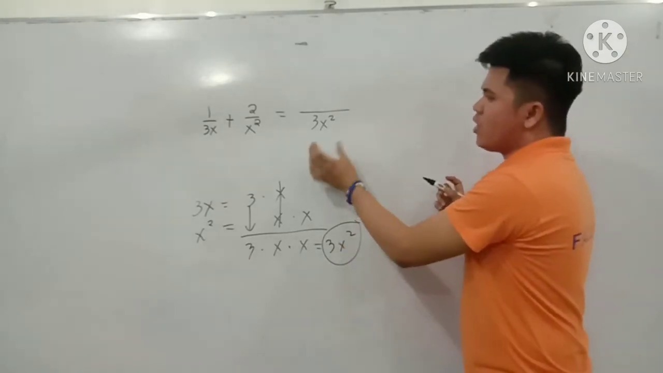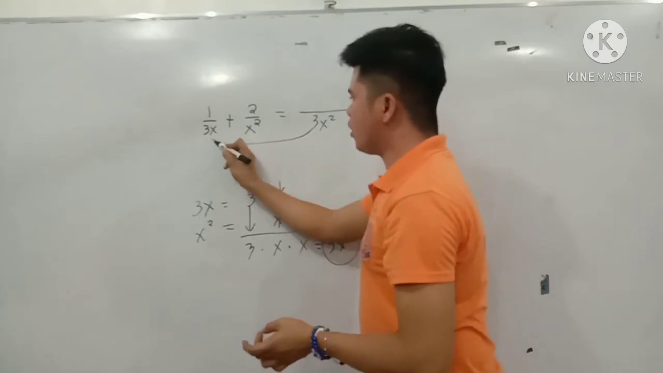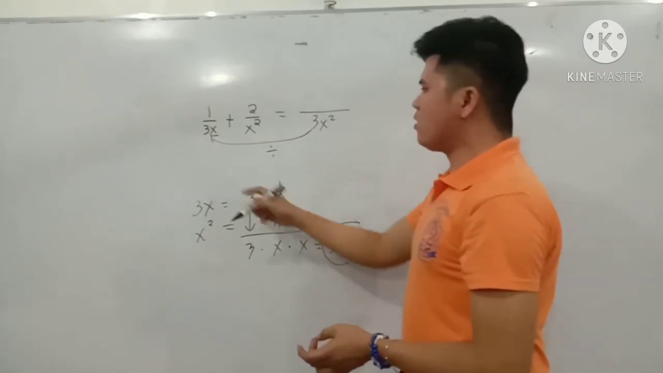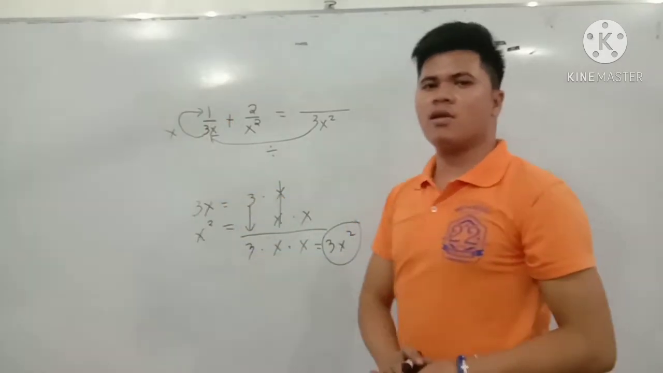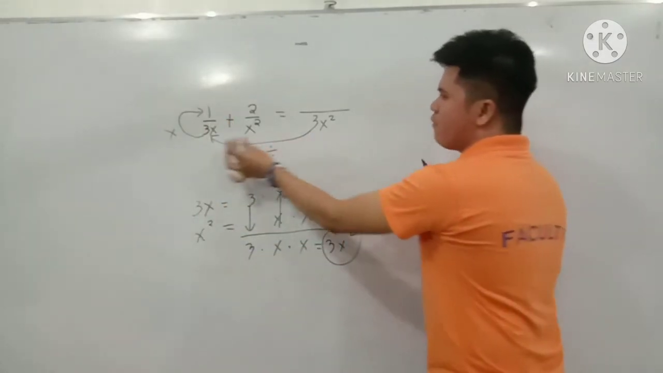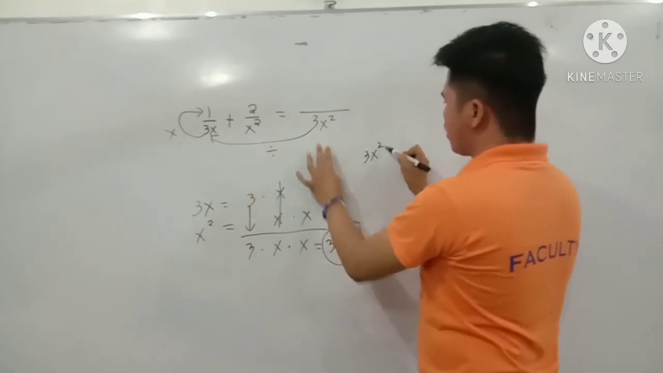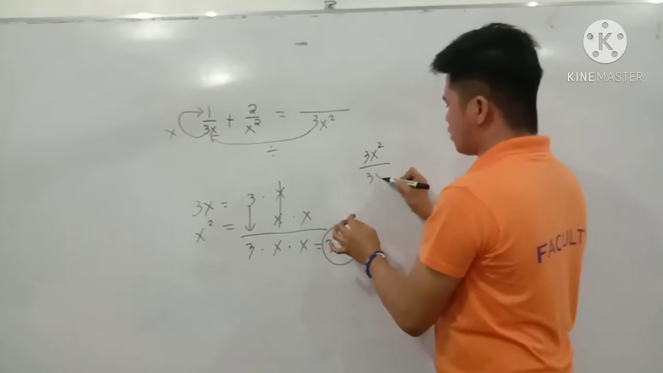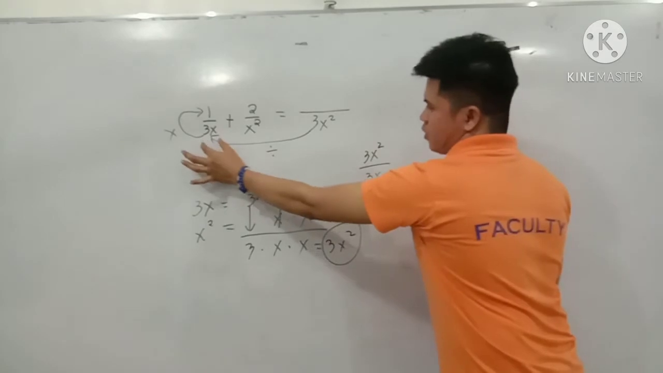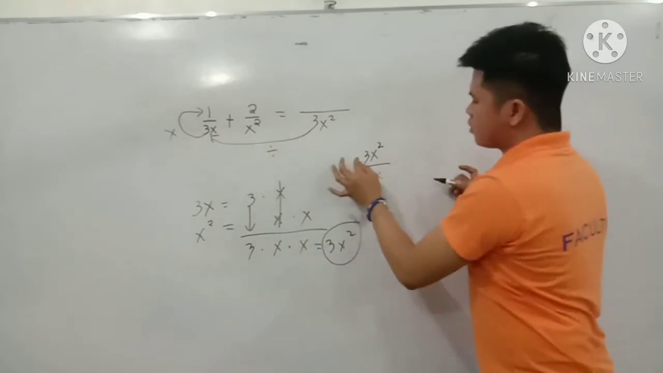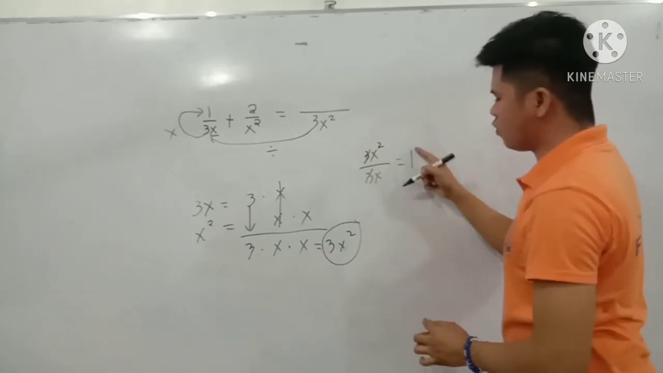And then, we have to divide this LCD by the denominator. We have here divide, and then the quotient, we multiply it to the numerator. So 3x squared divided by 3x. Our 3x squared is this one, and our 3x is this one. So meaning we divide this one. 3 divided by 3 is 1.